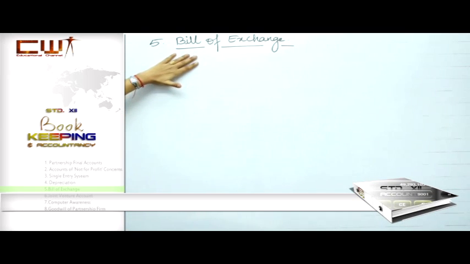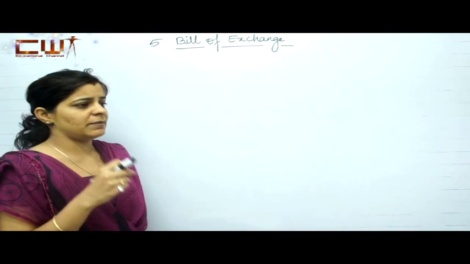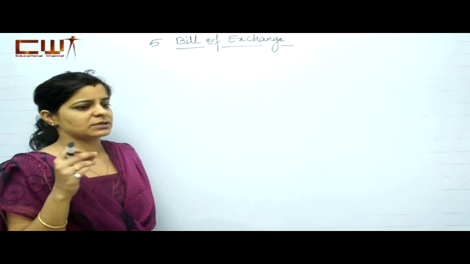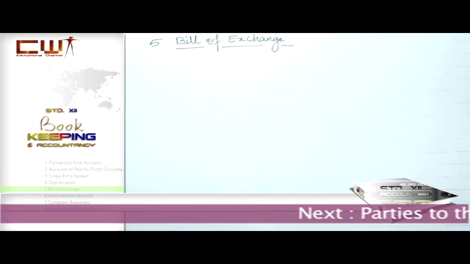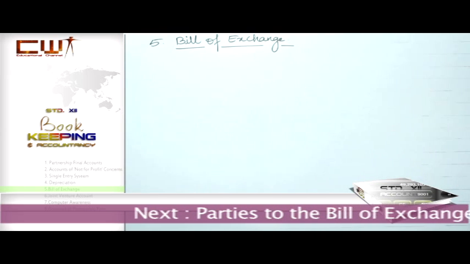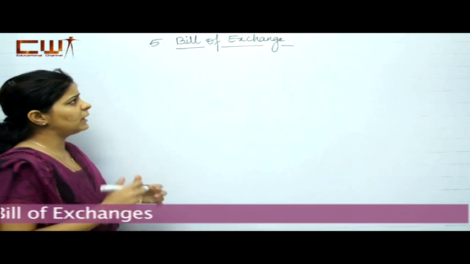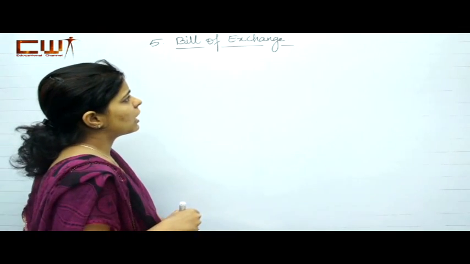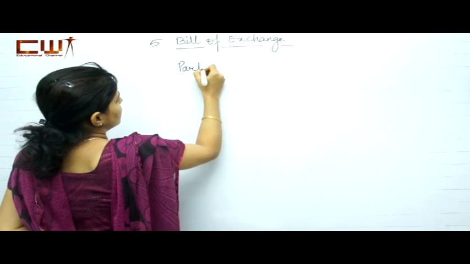That is, the bill of exchange will contain all the facts and evidence that this person, Mr. ABC, has sold goods to Mr. XYZ for rupees 8,000, and on such and such date Mr. XYZ will pay Mr. ABC this amount. So that will be a bill of exchange. Now we will see the parties to a bill of exchange and then we will discuss the definition.